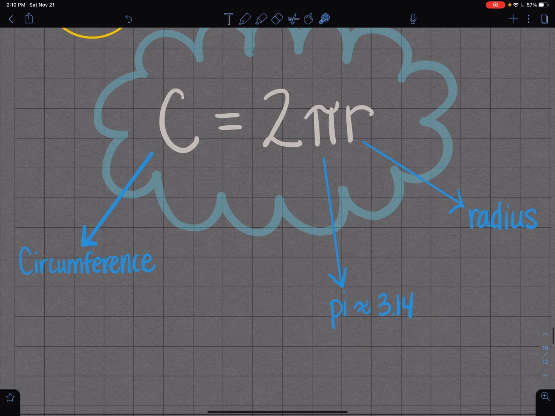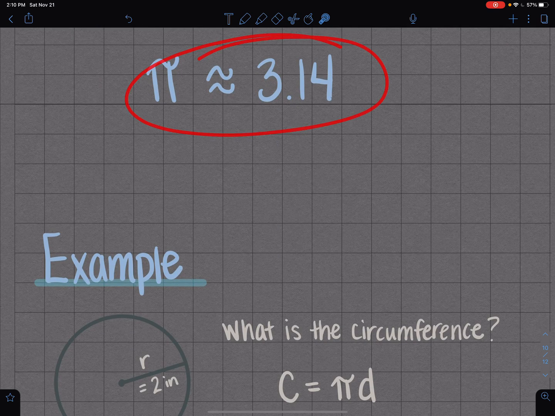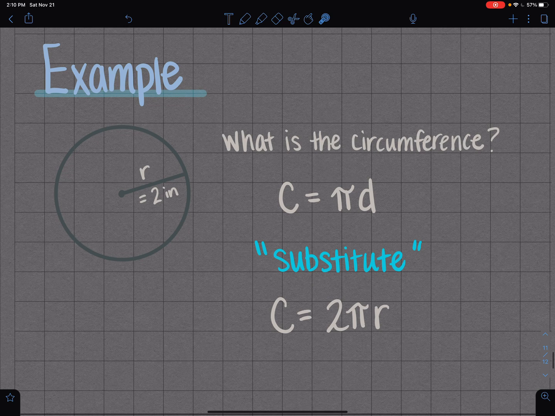Okay? There's no units on pi because it's a ratio. So it's not 3.14 inches. It's just 3.14. It's just the special name for that number. All right. So I already said that. Let's just do some examples now, okay?